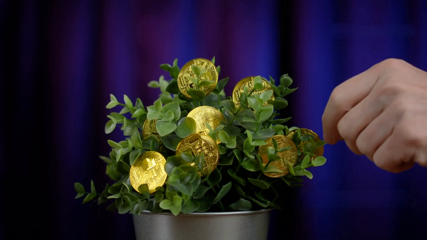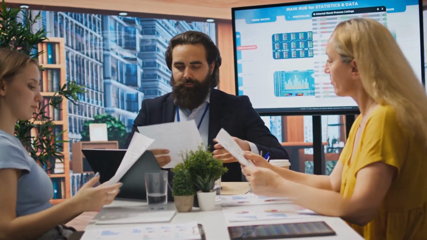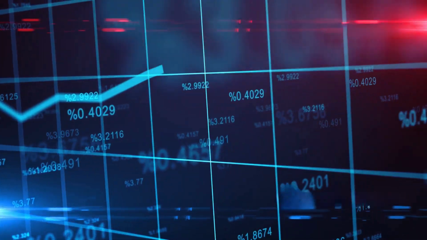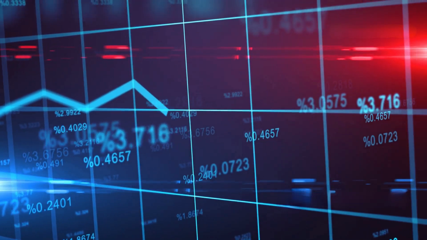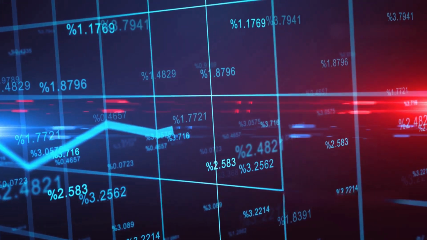Third, reinvest your earnings. When you earn interest, dividends, or capital gains, reinvest them instead of spending them. This way, your earnings start to generate even more earnings, accelerating the compounding process.